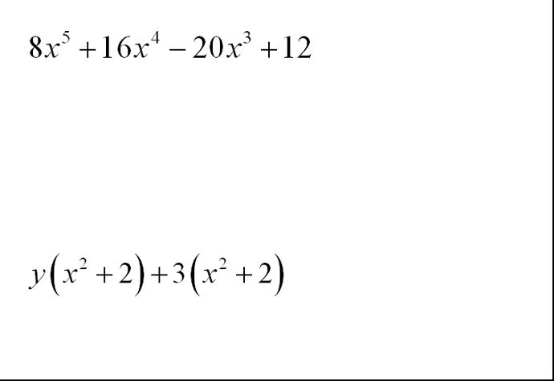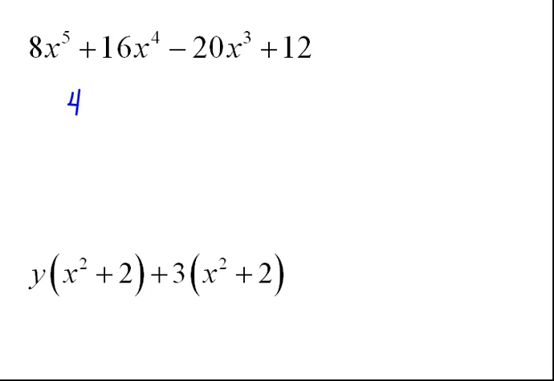Alright, one more of these. We have 8x to the 5th plus 16x to the 4th minus 20x to the 3rd plus 12. So if we look at these four terms here, we have to find something that is common between all four of them, since there are four. So look at our numbers first. We have 8, 16, 20, and 12. Do you notice that these are all multiples of 4? Every single one of them? Because the GCF there is 4.